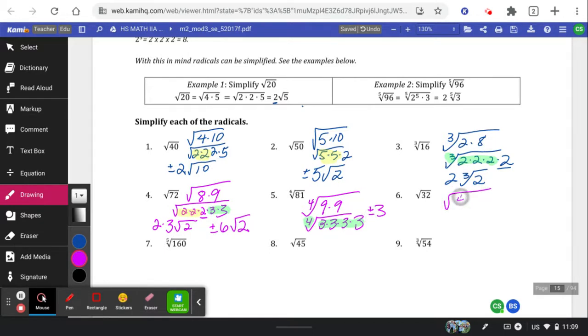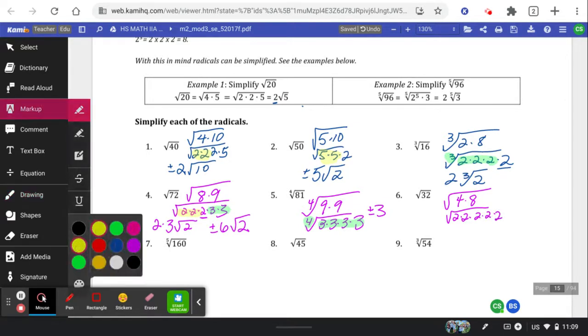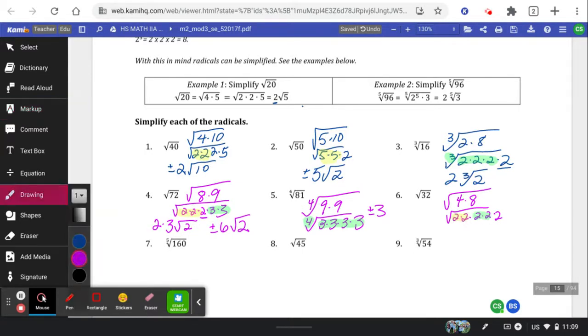32 breaks down into 4 times 8. And 4 becomes 2 times 2, and 8 becomes 2 times 2 times 2. And so I've got a pair of 2s, so one 2 is going to come out. But I've got another pair of 2s, so another 2 is going to come out. So a 2 comes out from the yellow pair, a 2 comes out from the green pair, and this guy's left over inside. And so my final answer for this one is 4 root 2. Because it's an even index, we could say plus or minus 4 root 2.